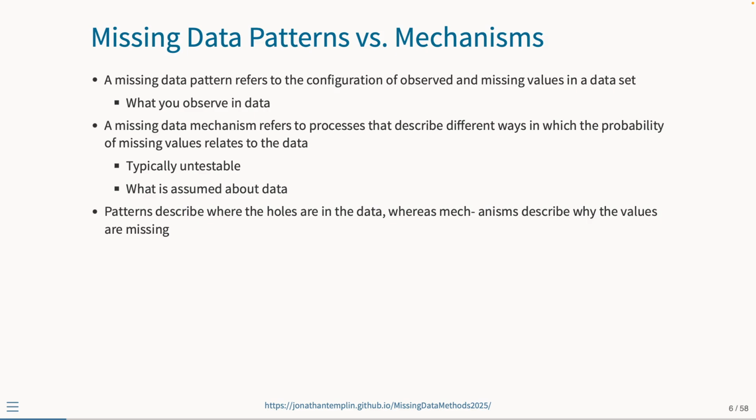So in summary, patterns are where there are holes in the data, whereas mechanisms, that's a LaTeX error there, describe why the values are missing themselves. Any questions on it? So patterns may help us with factorized analysis. Mechanisms help us structure where things might go wrong if we use certain analyses. How are we doing?